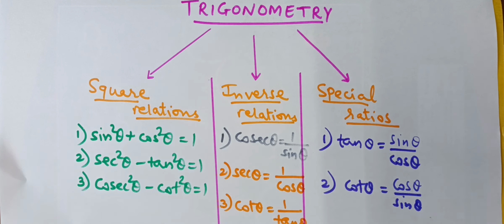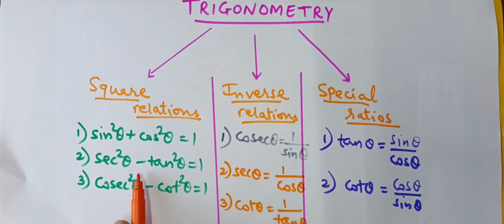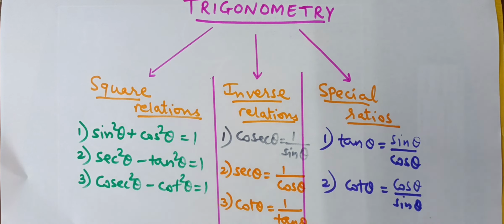From that first relation, we can derive two more relations. Those relations are sin square theta equal to 1 minus cos square theta and cos square theta equal to 1 minus sin square theta. After that SC relation, the next relation is ST. In ST, sec square theta minus tan square theta equal to 1. Here, we have to remember that a negative sign is there between sec and tan.